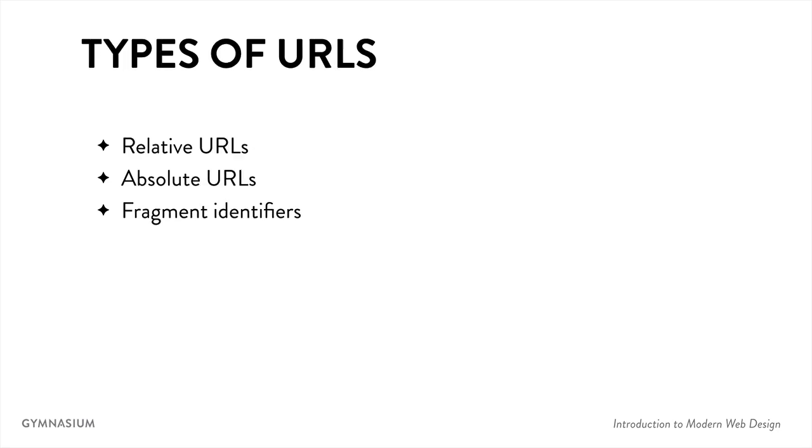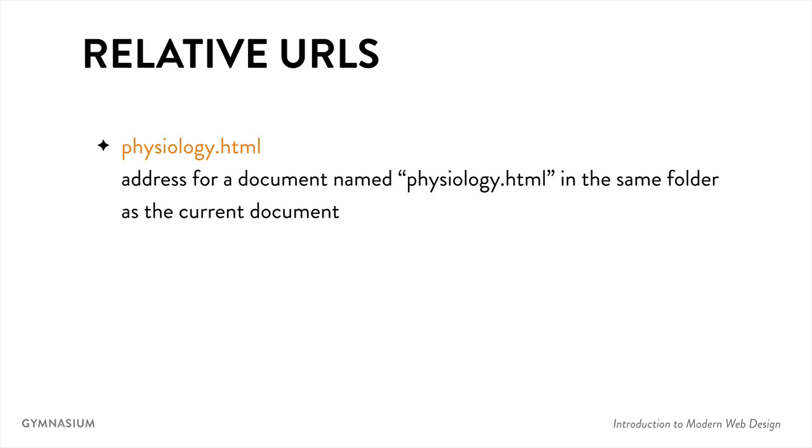Now, there are many types of URLs. We have relative URLs, absolute URLs, and then we have fragment identifiers. I'm going to walk through each of these different types just so that you can fully understand how they work. First of all, we have relative URLs. The most common of these, you'll see one document pointing to another one.